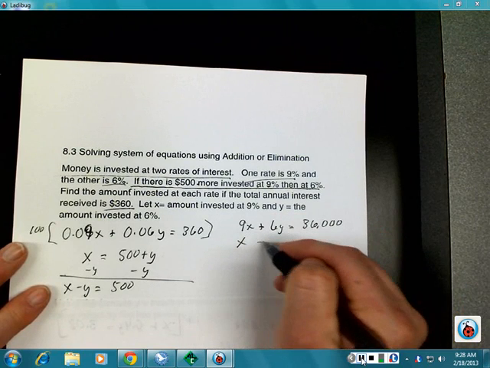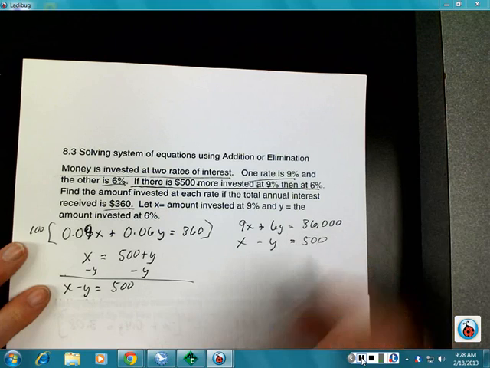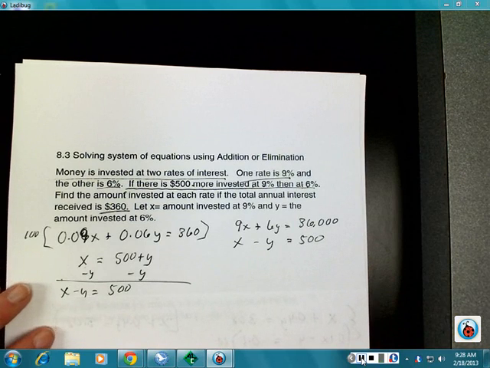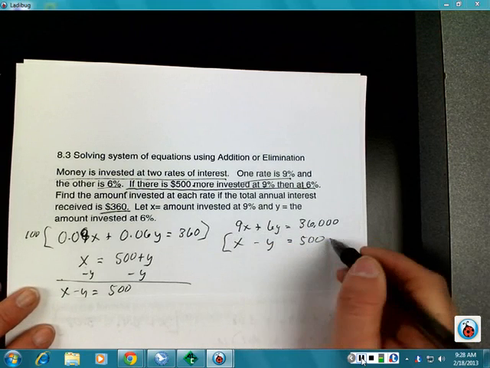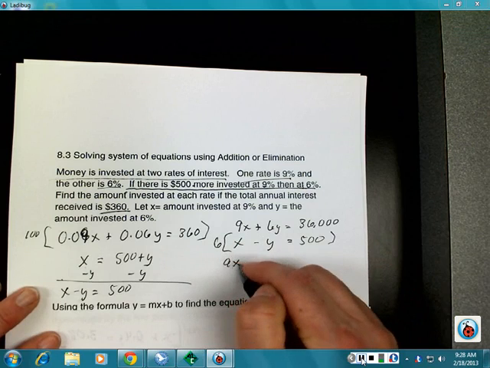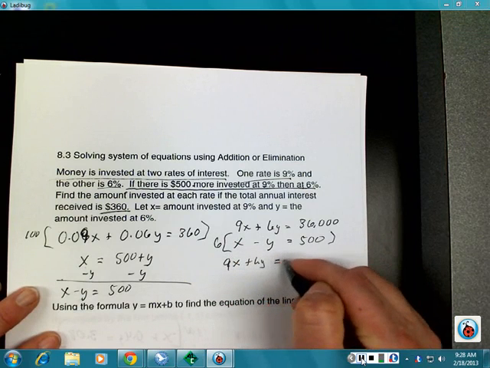Put my x minus y underneath that. And what would I have to do? What letter? How can I get rid of a letter in this thing? Get rid of y's, okay? Which means I have to multiply the bottom by 6. So 9x plus 6y equals 3,600.